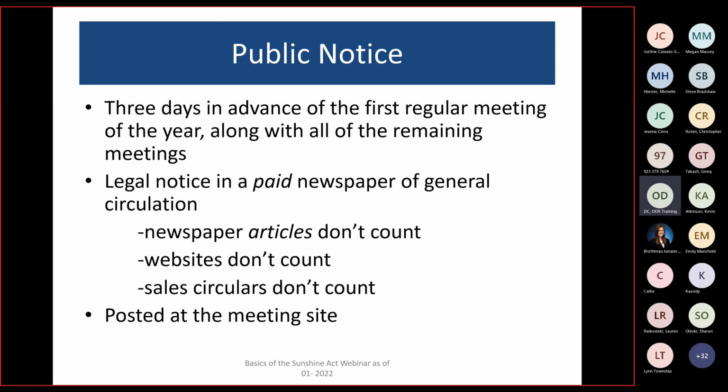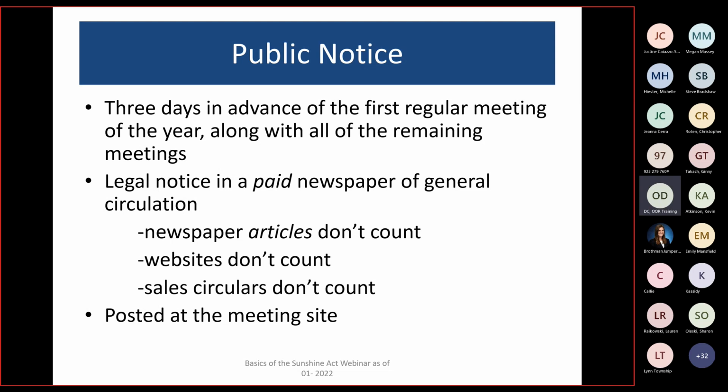Okay. Under the Sunshine Act, public notice is required at least 3 days in advance of the first regular meeting of the year. And then you would need to also give notice as to any remaining meetings for the calendar year. Okay, usually what happens is there's an organizational meeting at the beginning of the year. So at least 3 days prior to that, there needs to be a legal notice in the local paid newspaper. Okay, and a paid newspaper of general circulation for that jurisdiction.